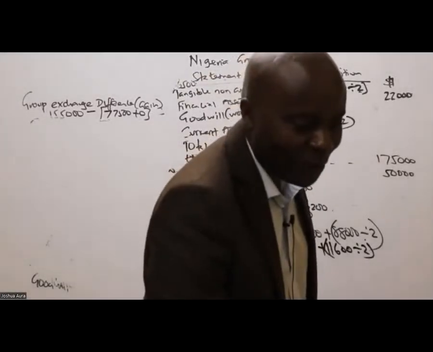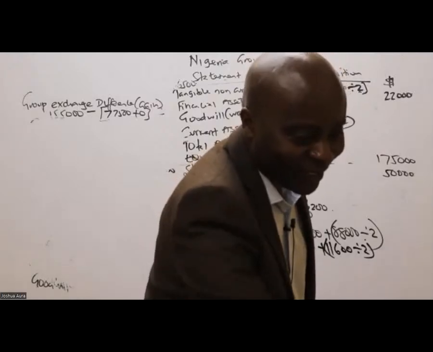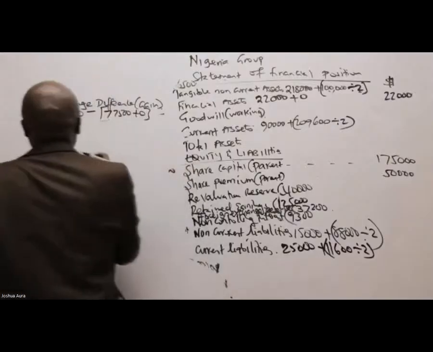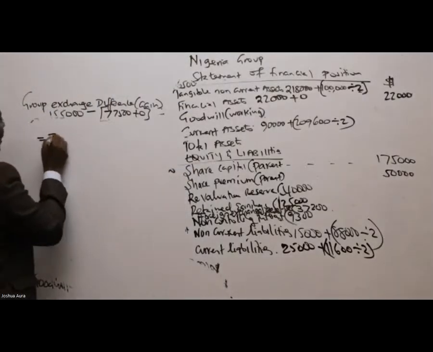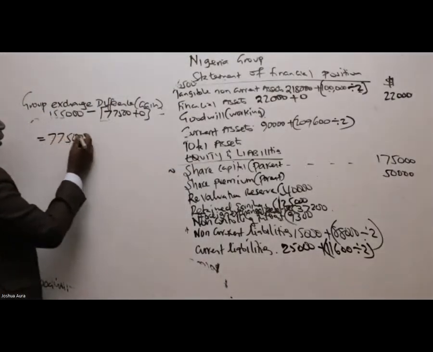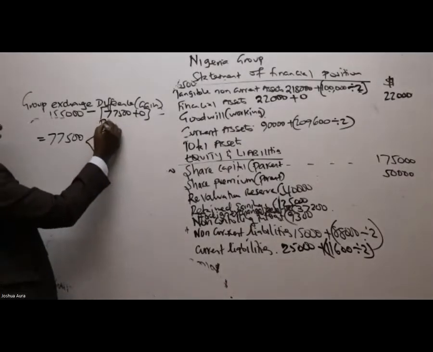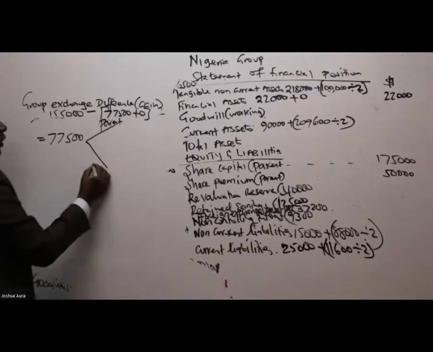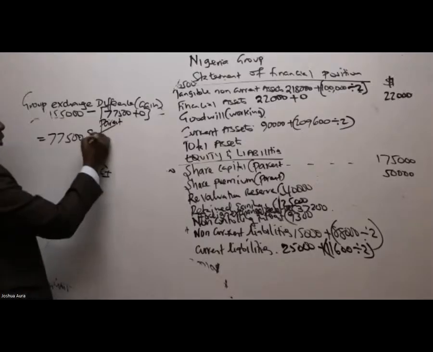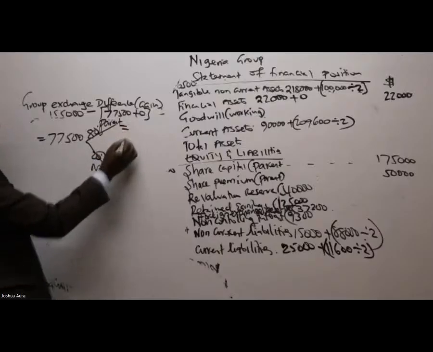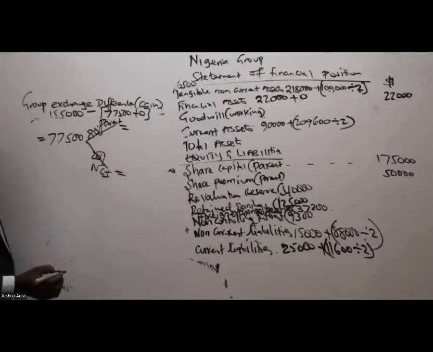Where are they getting 72 from? I think they are correcting there. So they're telling me it is 77,500. So once I get this 77,500, please share it out between the parent and the NCI. Remember, this is 80% and this is 20%. Please give me the figures.